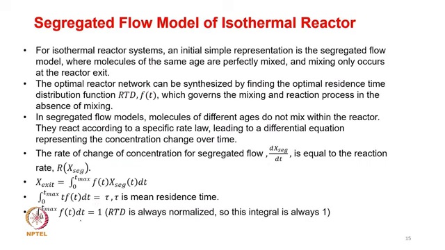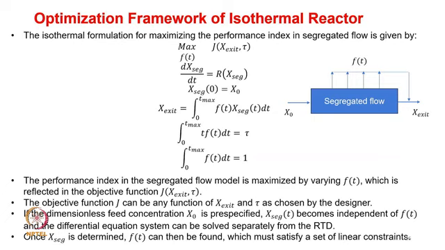And of course, you can have that normalized. The integral from t naught to t max of f of t dt is equal to 1, which is the RTD. This is the normalized structure, which behaves like a probability distribution, so that this integral will always be 1. So let's look at the optimization framework for an isothermal reactor.